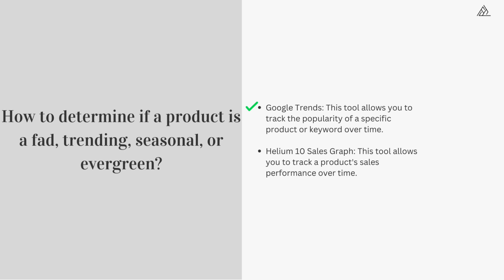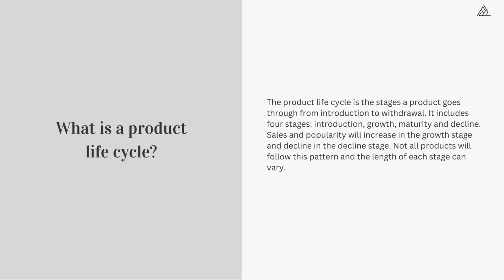Google Trends gives you a much better overall picture of the entire market as opposed to the second tool, which is Helium 10 sales graph. Helium 10 gives you a picture of a single product and you can track the sales of a single product over time. You want to make sure you have the date set to all time, and then you can see the entire graph.